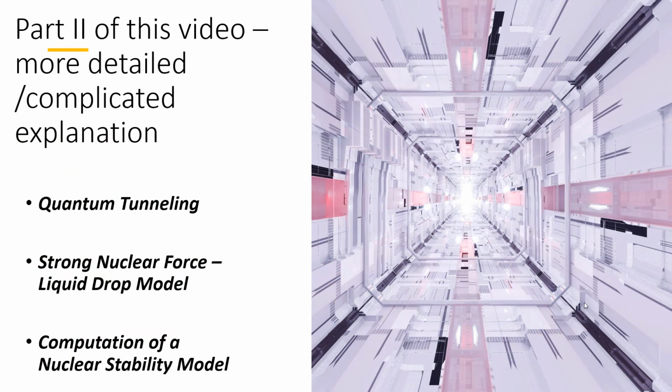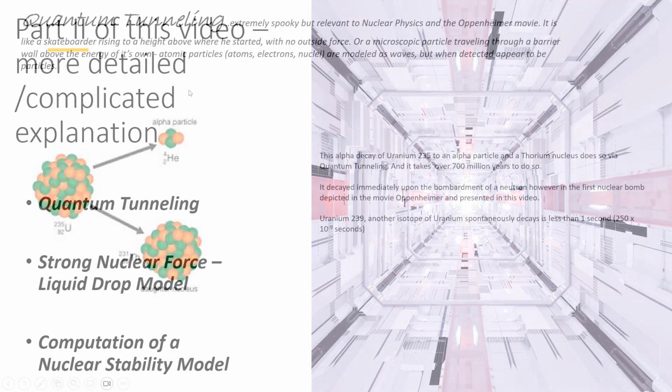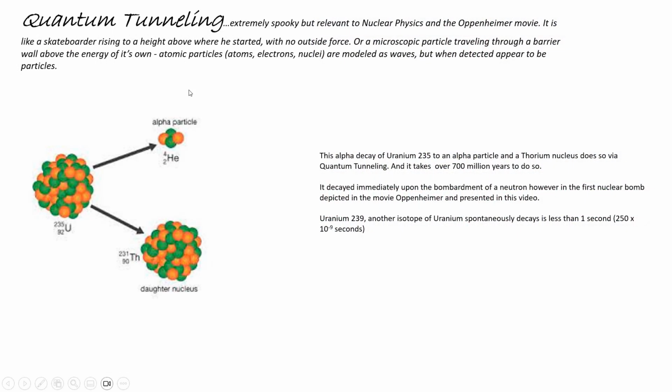Part 2 of this video is a more detailed yet complicated explanation, getting into some really interesting topics: quantum tunneling, which explains spontaneous decay and spontaneous fission; the strong nuclear force; the liquid drop model, which is an approximation model for the strong nuclear force; and then also the computation of a nuclear stability model from the strong nuclear force liquid drop model. Quantum tunneling is extremely spooky but relevant to nuclear physics and the Oppenheimer movie.